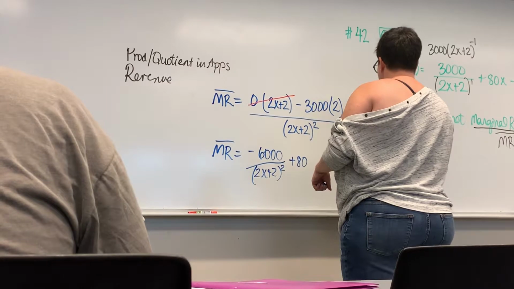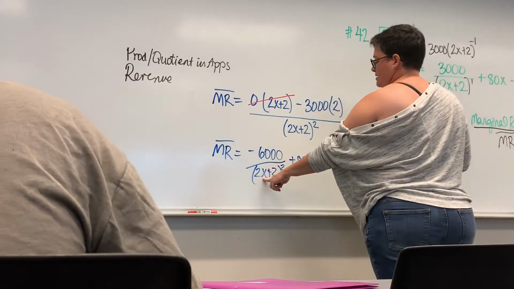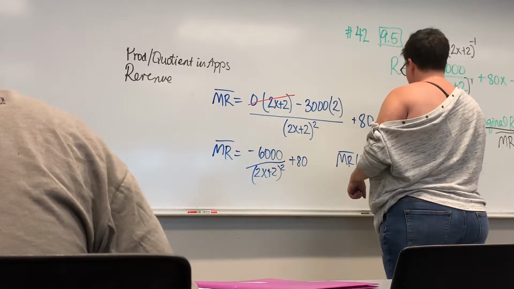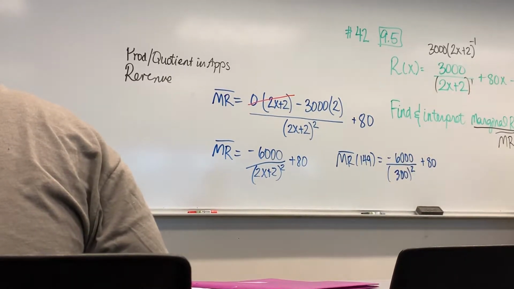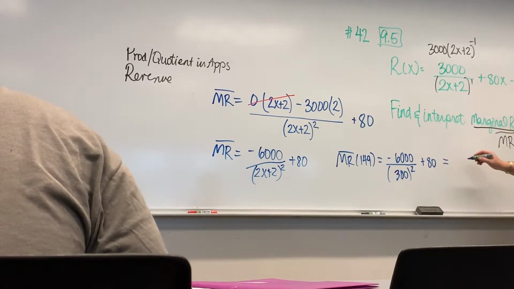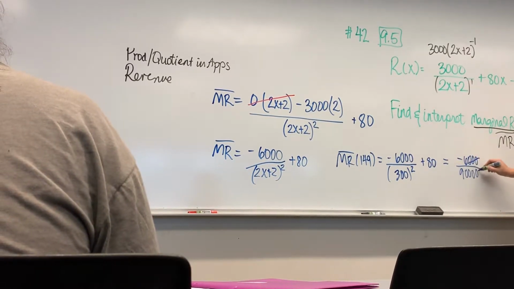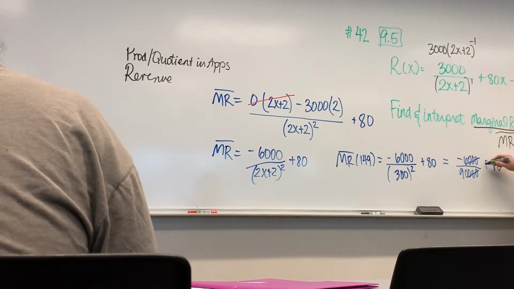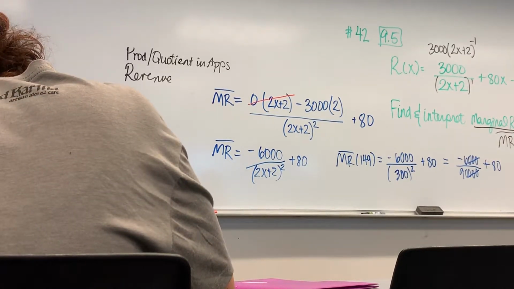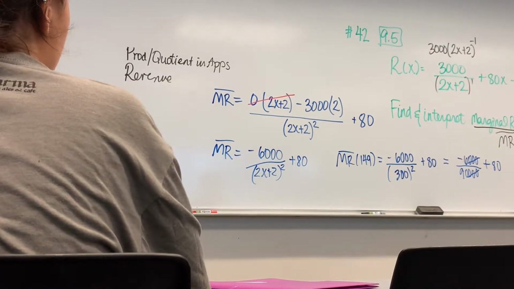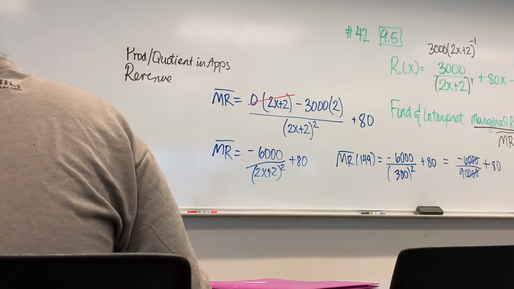Marginal revenue at 149 is negative 6,000 divided by 149 times 2 is 298 plus 2 is 300. And I'm gonna square that plus 80. So that looks like fun. Negative 6,000 divided by 9, 1, 2, 3, 4. I'm gonna kill some zeros there. Plus 80. I'm bored. Let's solve this. What's negative 6 over 90? Maybe negative 0.6667 or 0.06667 plus 80 is 79.93.